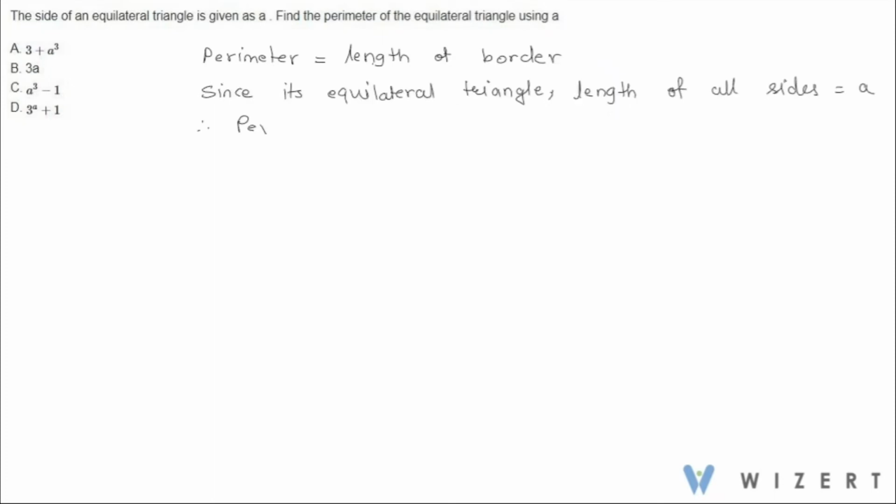Therefore, perimeter will be A plus A plus A, which is sum of all the lengths, which is equal to 3A. So answer is option B. Perimeter is 3A units.